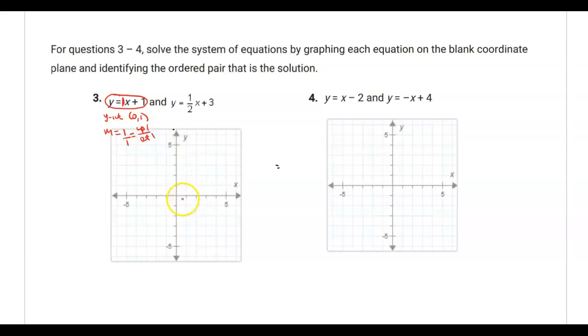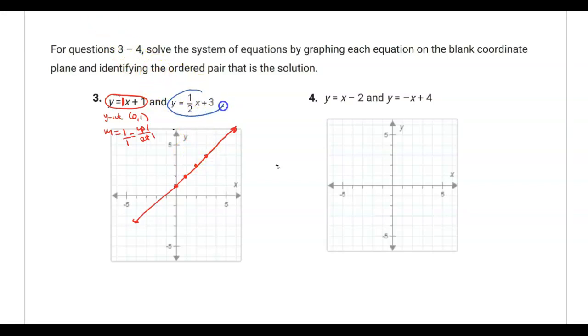So I'm going to plot my y-intercept (0, 1), and then from here I'm going to go up 1 over 1, up 1 over 1, up 1 over 1. And now I can sketch this line. Now, the tough part about the graphing method is you have to be very, very accurate with your graphing.